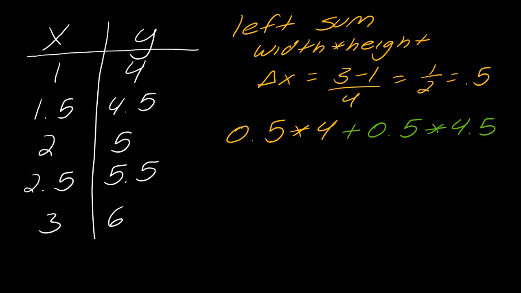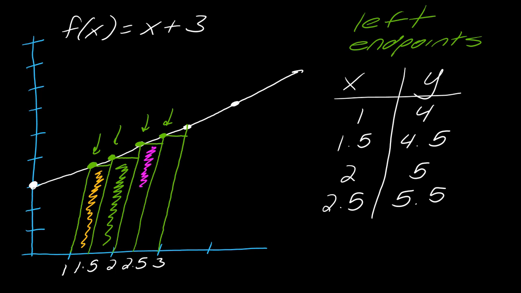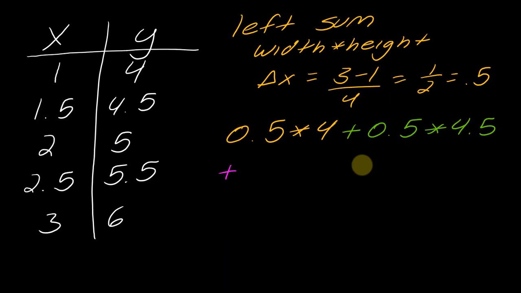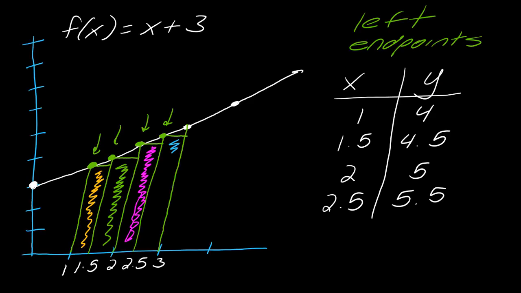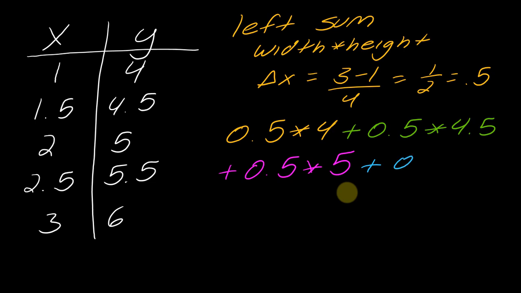Okay, continuing on. So now I'm going to move on to the next rectangle. Hopefully you're seeing the pattern here. So now I just have to figure out what is the height of this particular rectangle. It's dictated by this point. So this is the height of 5. So I'm going to have 0.5, because that's still the width, times 5. And then for the last one, here's my last rectangle I'm trying to get the width of. And so now I'm just going to take this 5.5 times 0.5. So there's a really detailed look at how you're summing up all those areas.